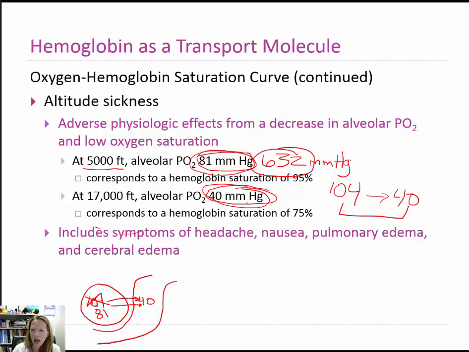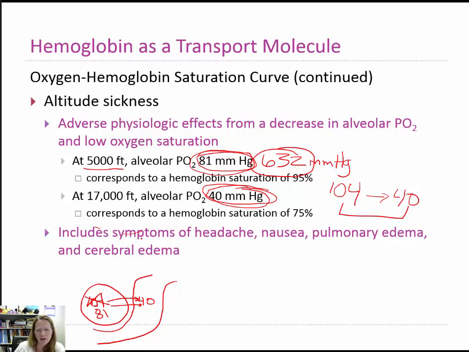So if you have these big changes in altitude, it will actually trigger your breathing, your respiratory rate, to increase. So that's one of those instances where it is going to happen. But remember, the biggest stimulus is carbon dioxide. This is going to be the instance where oxygen actually triggers it.